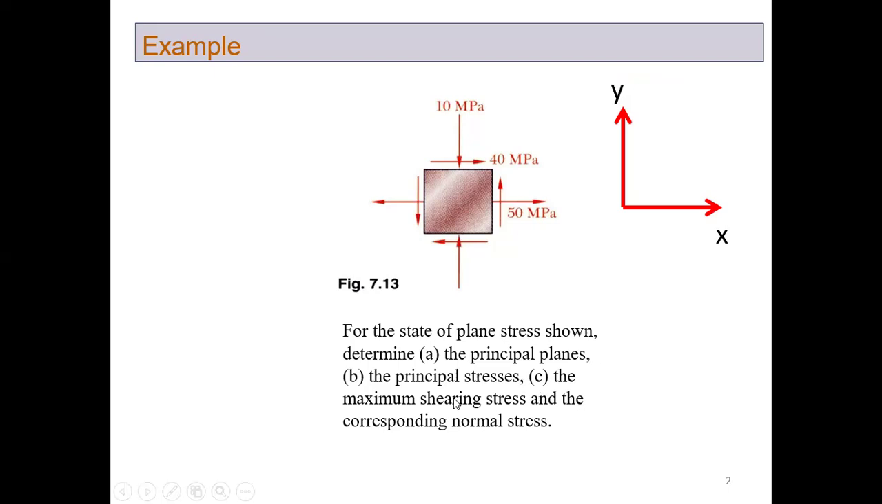Part C, the maximum shearing stress. So we have to find out the value of the maximum shearing stress and the corresponding normal stress. As you know, the corresponding normal stress along the maximum shear stress is the average stress. So you have to find out the average stress.